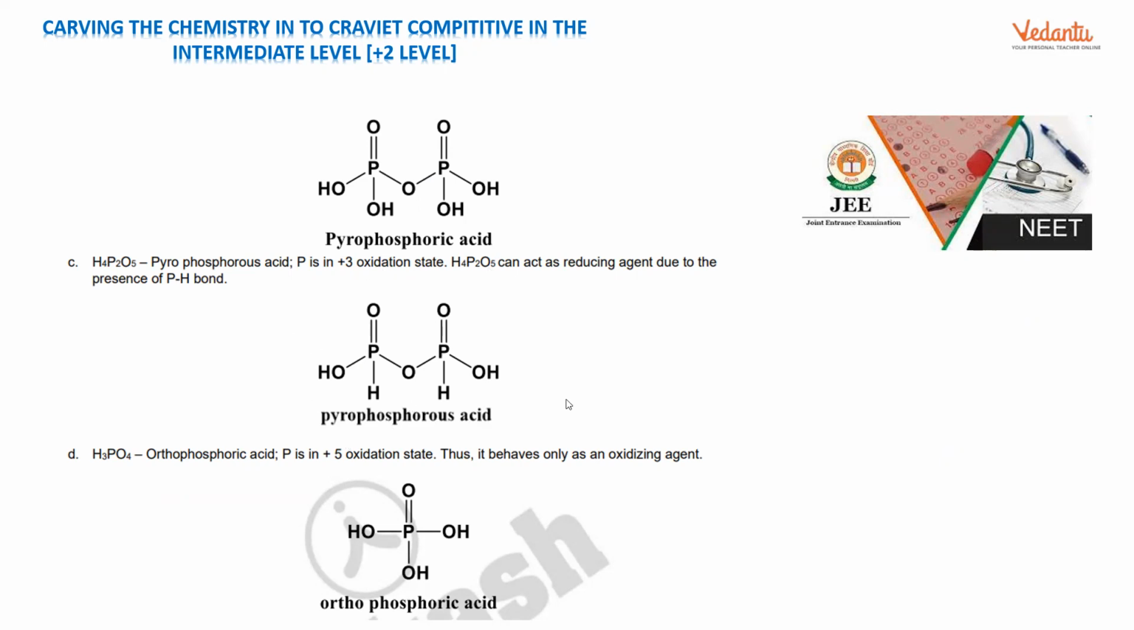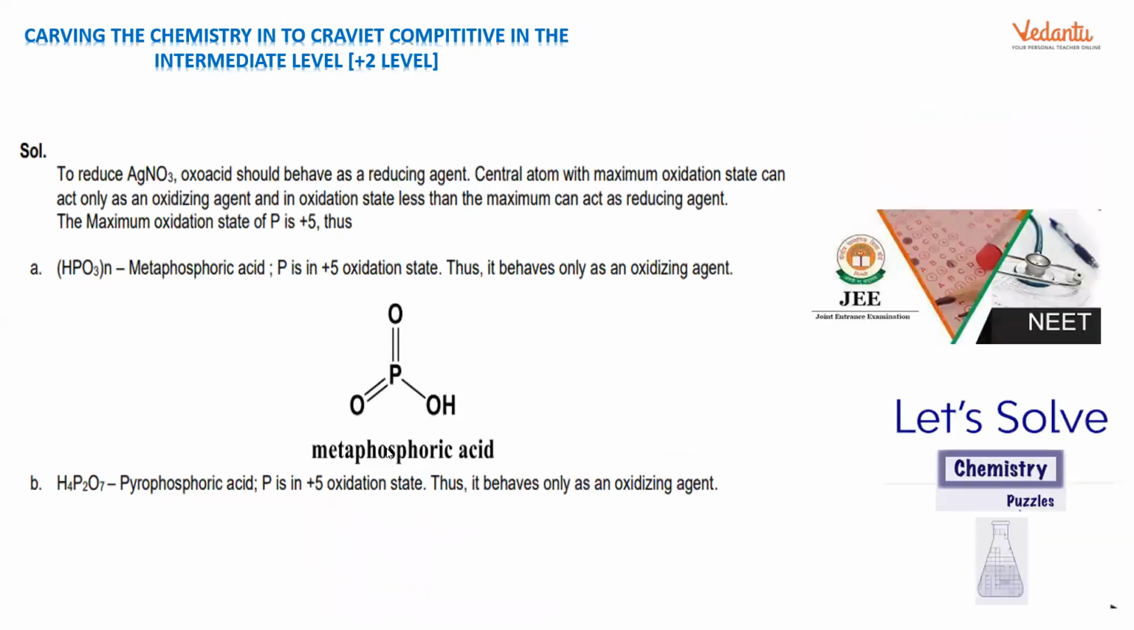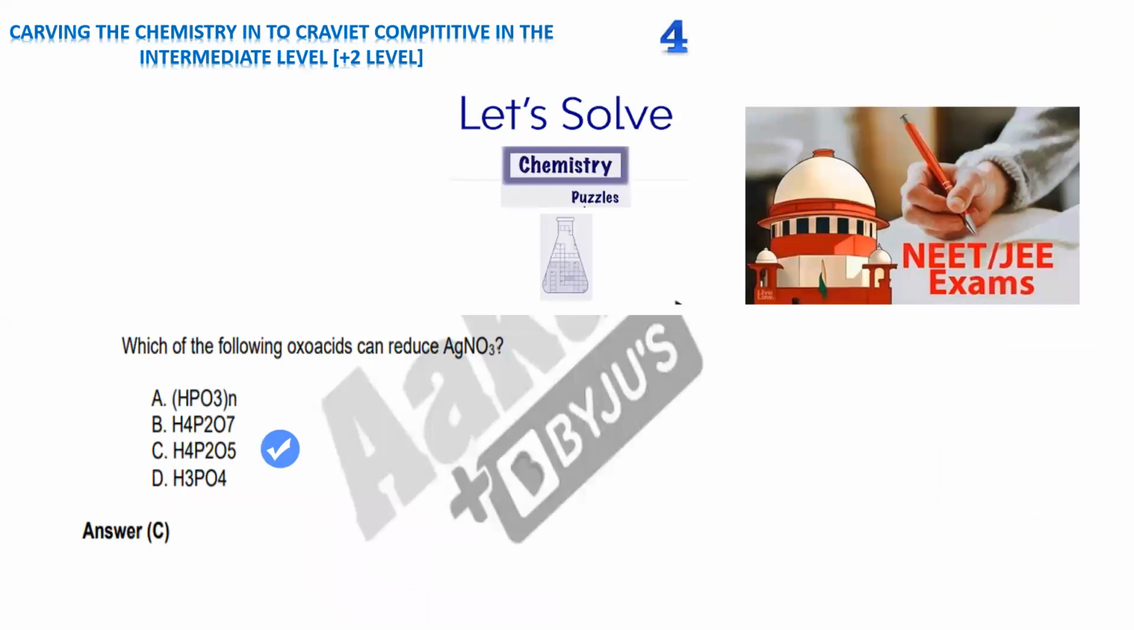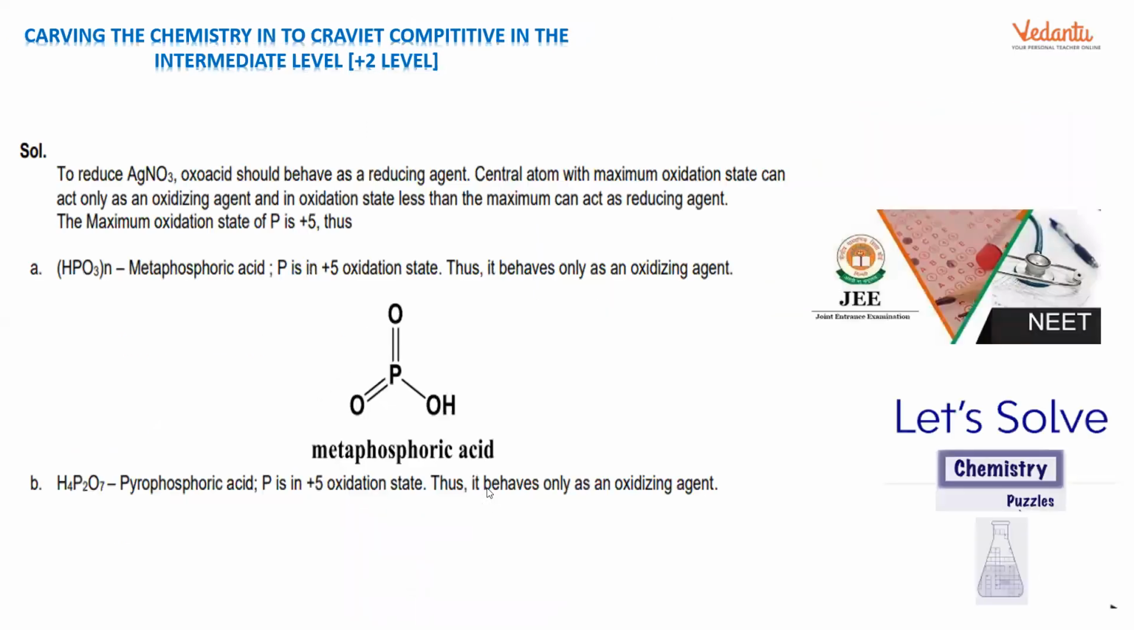So the correct option will be option C only, where you can notice the lesser oxidation state around the central phosphorus. Then only it works as a reducing agent. It is working like a reducing agent for silver nitrate. So the right option will be C for question number 4.